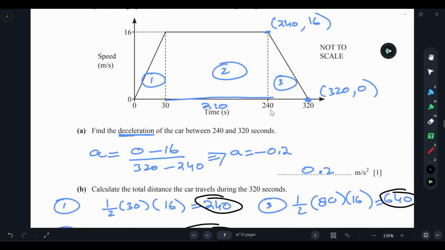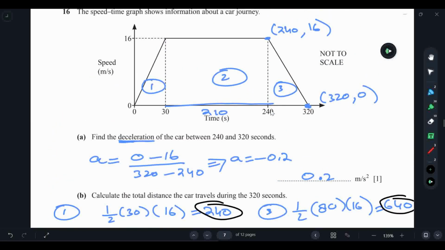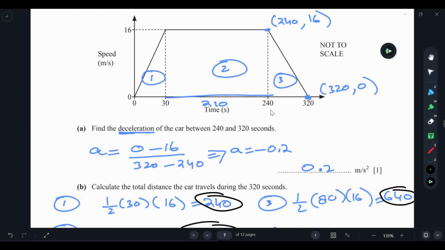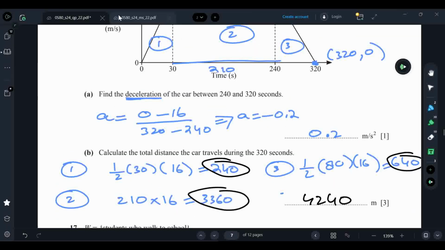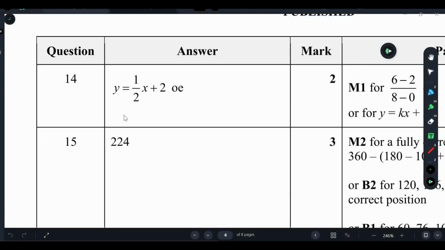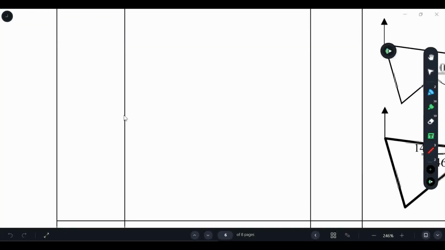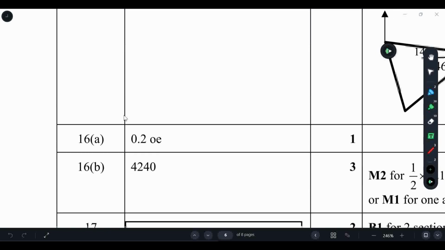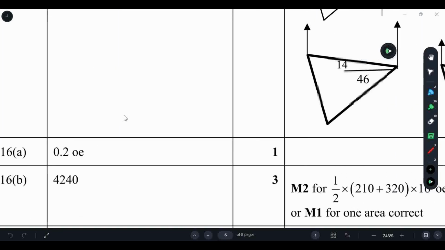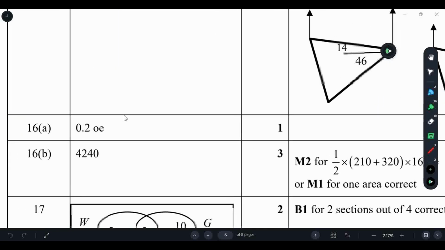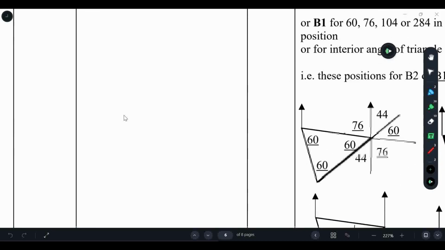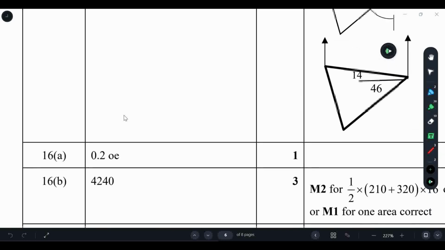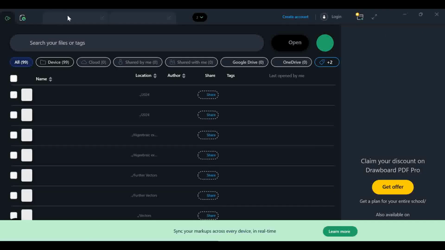Be very careful about the units. It's in meters, as the graph is already in meters per second. The answer for the first one is 0.2 and for the second one 4240. Let me check it on the marking scheme. For question number 16, 0.2 and 4240. I hope that the concept is clear. And for the previous one it was 224. Let's move to question number 17.